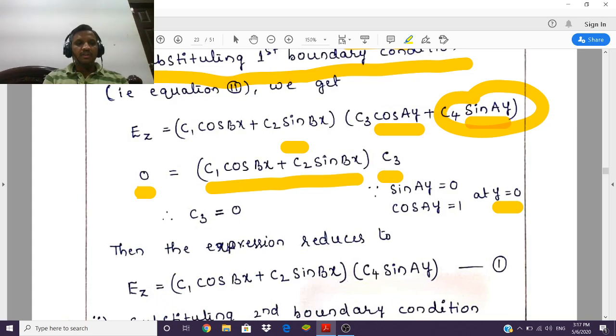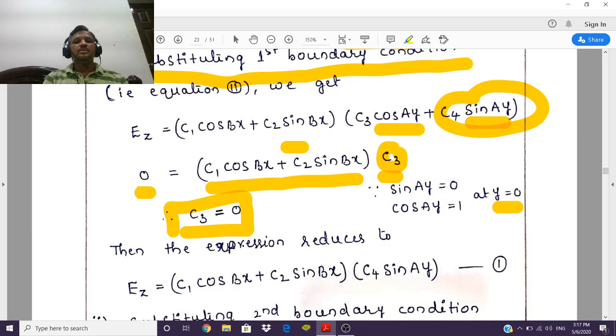You may get a feeling, sir, why, Ez is already 0. I am not talking about this Ez which is in a boundary condition. The overall expression Ez itself will become 0 if this expression becomes 0. There is no solution for Ez if this is going to become 0. That's the reason this cannot be taken equal to 0. The constant c3 is equal to 0. That's the condition that you will get from the first boundary condition.